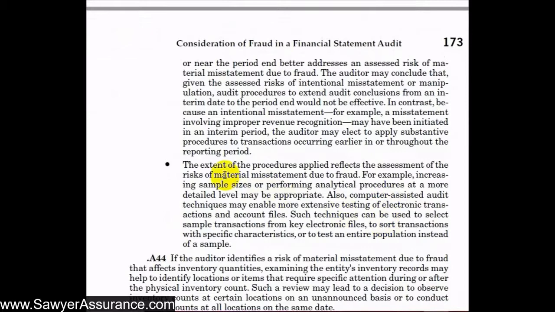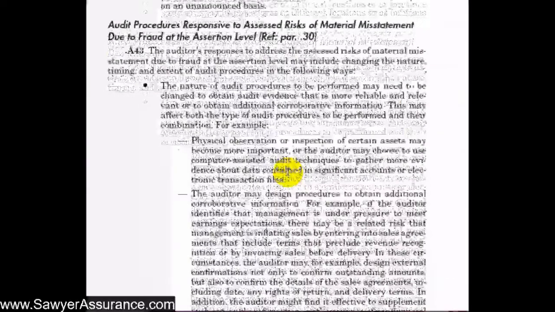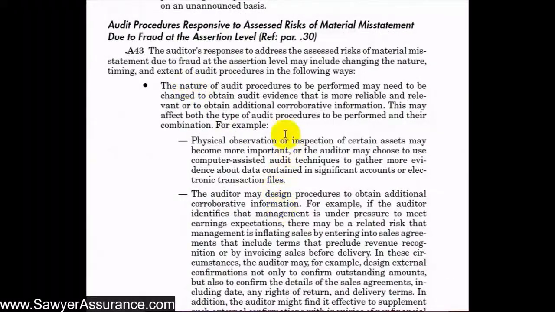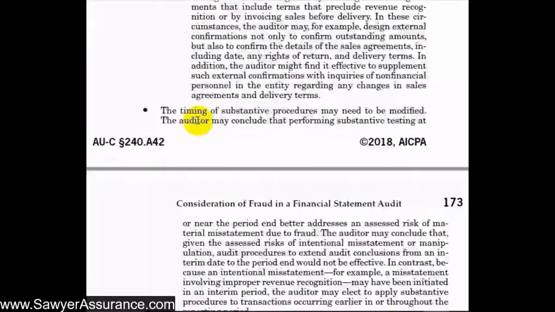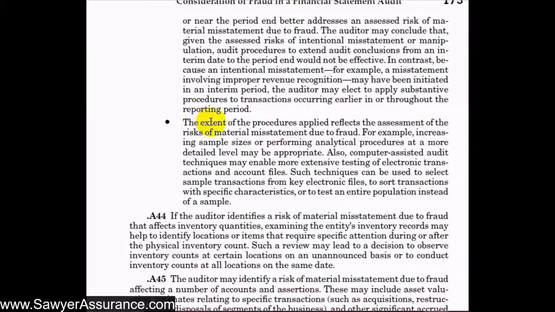Another example, we might need to modify the extent of our procedures based on our assessment of the risk of material misstatement due to fraud. And that would mean that maybe we need to increase sample sizes or perform analytical procedures at a more detailed level than if it was just a normal risk.